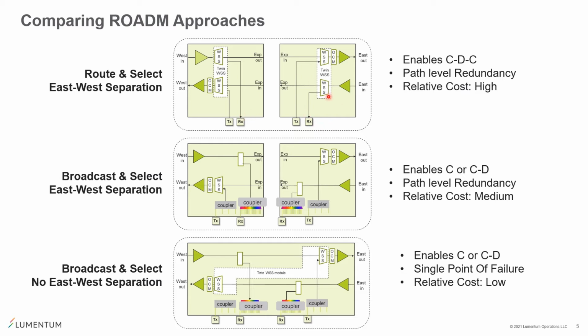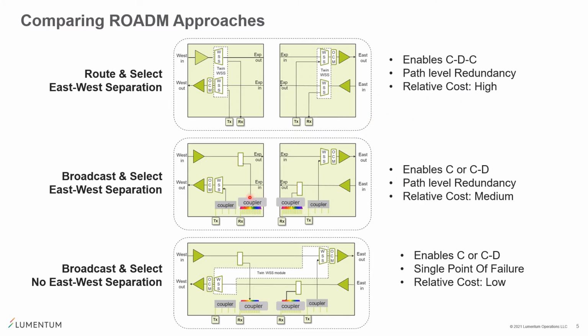And if you look at a blade type implementation, you're going to have the preamp and the booster amplifiers built in along with the blade. And if you've got, say, a 4-degree node, you're going to have 4 of these blades deployed in that particular site. Now, this is a very feature-rich type design architecture. It also enables a CDC on the add-drop, and also provides path level redundancy. And because it's feature-rich, its cost is also relatively high.